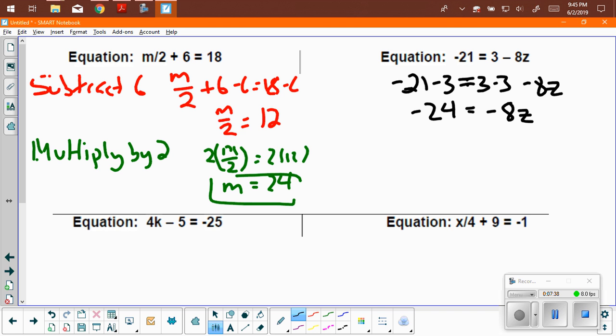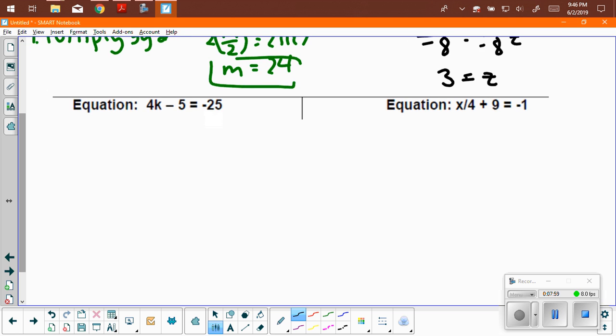Divide both sides by negative 8. Negative 24 over negative 8. Negative 8 over negative 8. 24 divided by 8. Okay, that's going to be 3. Okay, and I have 1, so that's z. That one is finished.